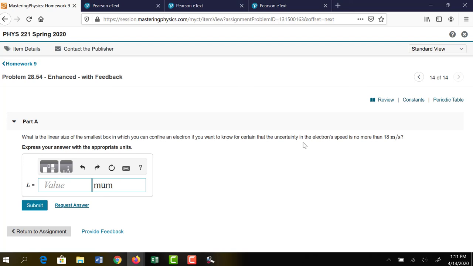The more and more you know something about the speed, the less and less you know where it's at. The more you know where something's at, the less you know about its speed. That's the way the quantum mechanical world works. So again, review the appropriate section in the book, and let's take a look at this.